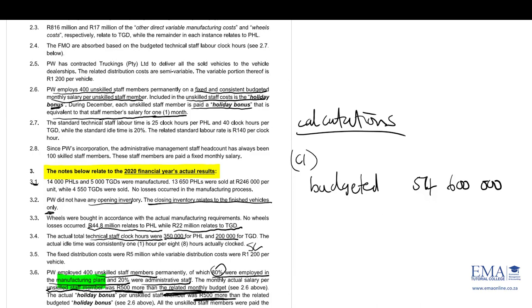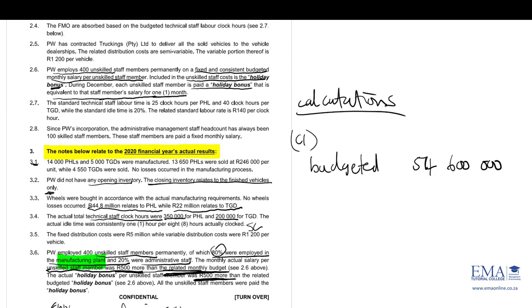Now they said here, according to this information, the monthly actual salary paid per unskilled staff member was 500 more than the related monthly budget. So it means the increase was how much? If it was 500 per employee, it's going to be multiplied by 400, and it was a 500 increase for each and every month, so we're going to multiply by 12 so that we can get the increase in the monthly salary, which is going to give us 2,400,000. Okay, so that's the increase in terms of the salary.